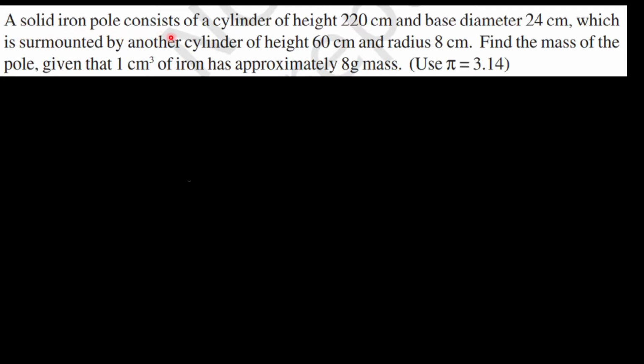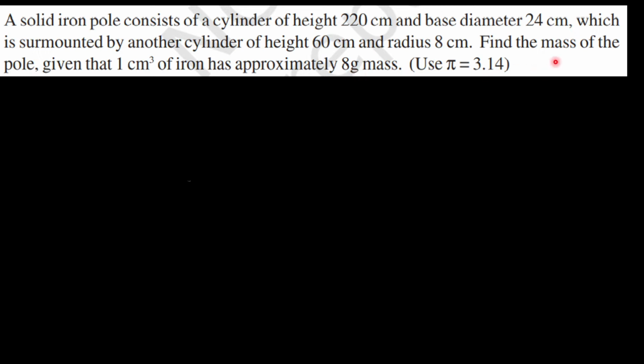A solid iron pole consists of a cylinder of height 220 centimeter and base diameter 24 centimeter, which is surmounted by another cylinder of height 60 centimeter and radius 8 centimeters. Find the mass of the pole given that 1 centimeter cube of iron has approximately 8 grams.